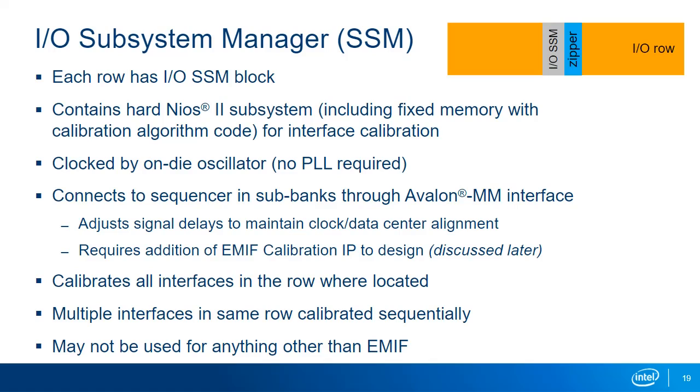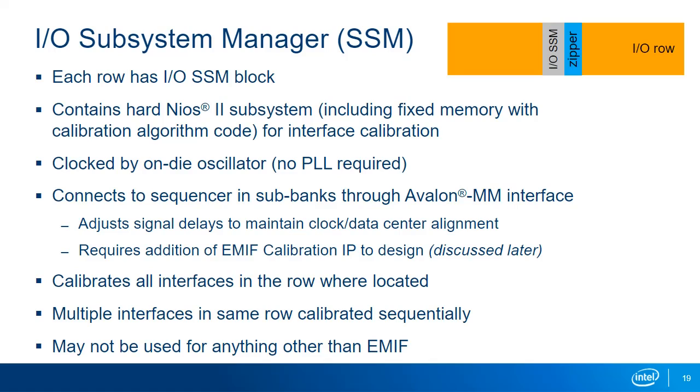The NIOS 2 processor executes a calibration algorithm at memory initialization time to account for skew between the data and strobe signals. As with previous device families, the algorithm figures out how much margin is available between the DQ and DQS signals, and then adjusts delays in the I/O to align the DQ signals with each other and center the DQS strobes. The sequencer blocks in each sub-bank perform the actual delay adjustment. The code for the calibration is hard programmed into the IOSSM block. Different steps of the calibration process are performed in different ways depending on the memory protocol being implemented. Each row has only one of these blocks, and each one is responsible for calibrating all the memory interfaces implemented in that particular row.